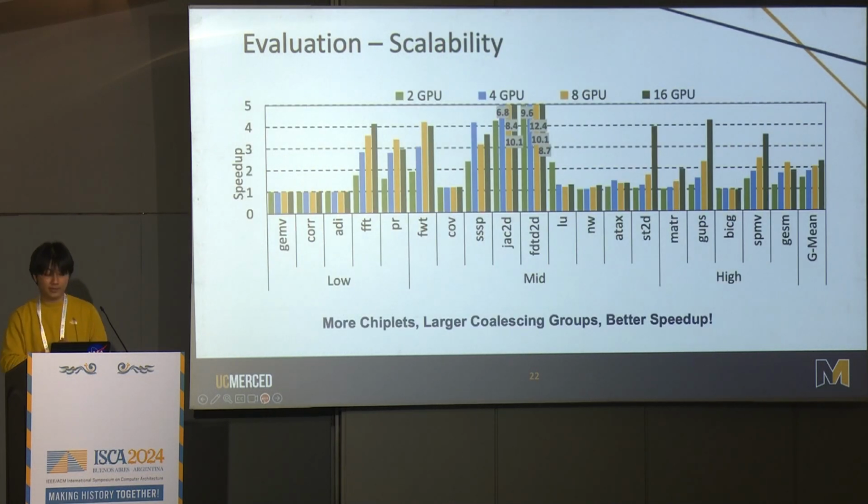In this figure, I present the performance benefit under different numbers of GPU chiplets. Overall, when there are more GPU chiplets in the system, bar is able to construct even larger coalescing groups, and the performance benefit is therefore even larger.